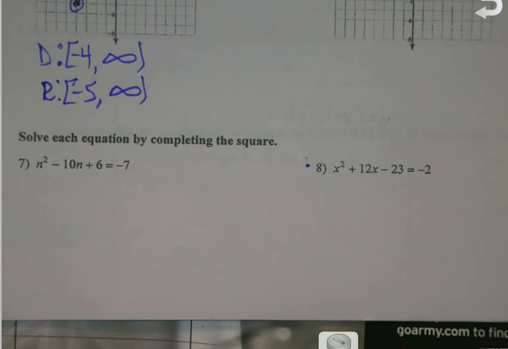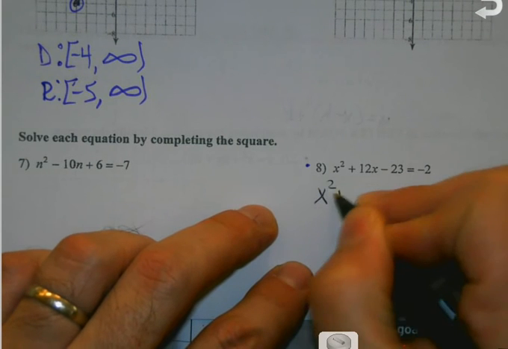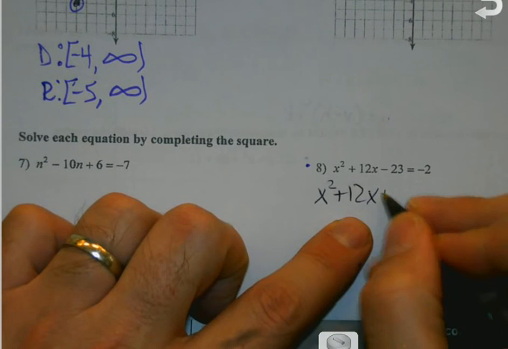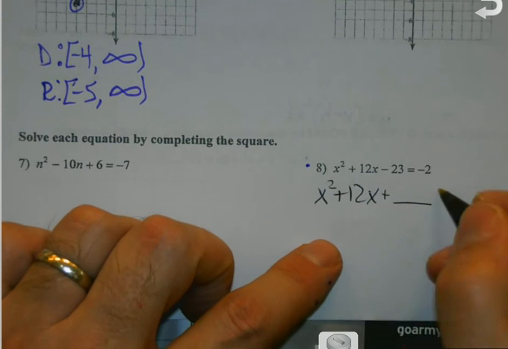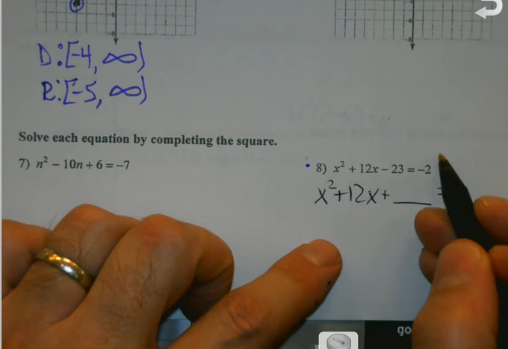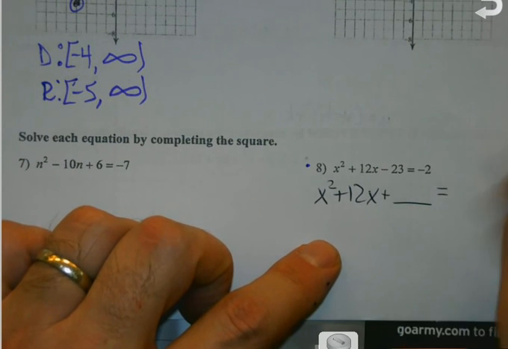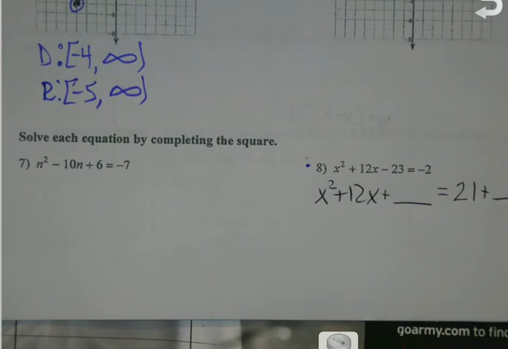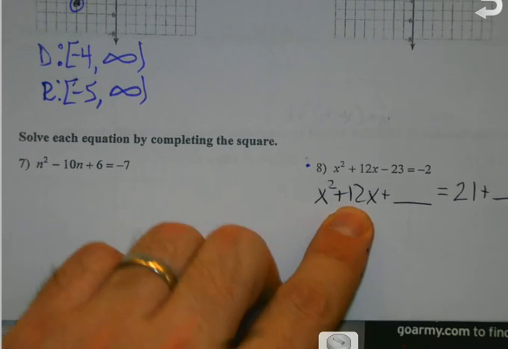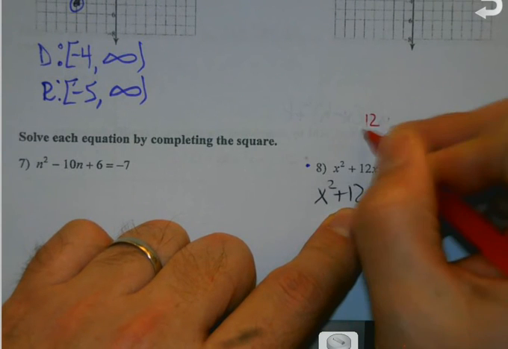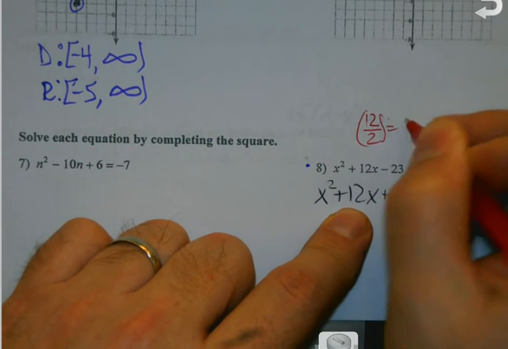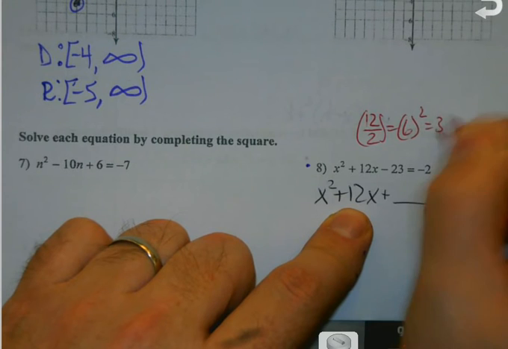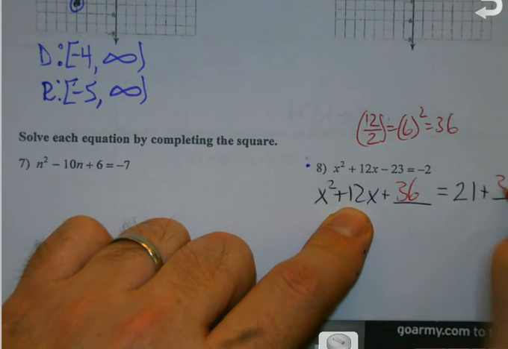Solve by completing the square. Okay? It does not mean use any means necessary. It means completing the square. So when I'm completing the square, I want all my x terms on a side by themselves, so this 23 is going to have to be moved to the other side. So when I add the 23, that makes that 21. And then again, remember our little tune from before. Take my b, cut it in half, and square it. That's what I'm going to add to each side.